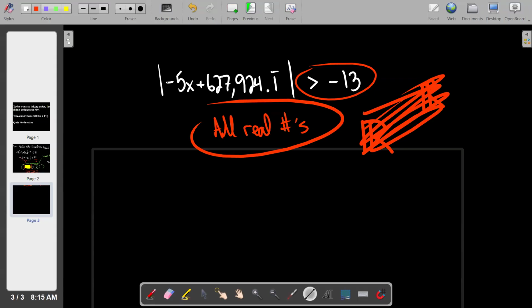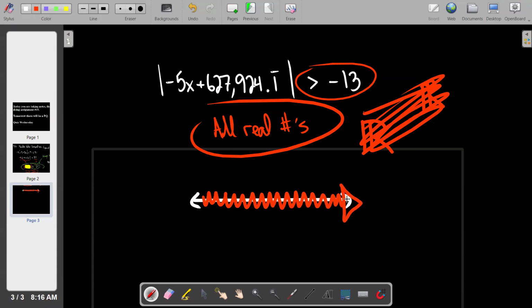And how do we graph this sucker? Yeah, so start with your number line like this, and then fill your number line completely in. Shade over the top of the entire number line, just to signify that, hey, everything works.